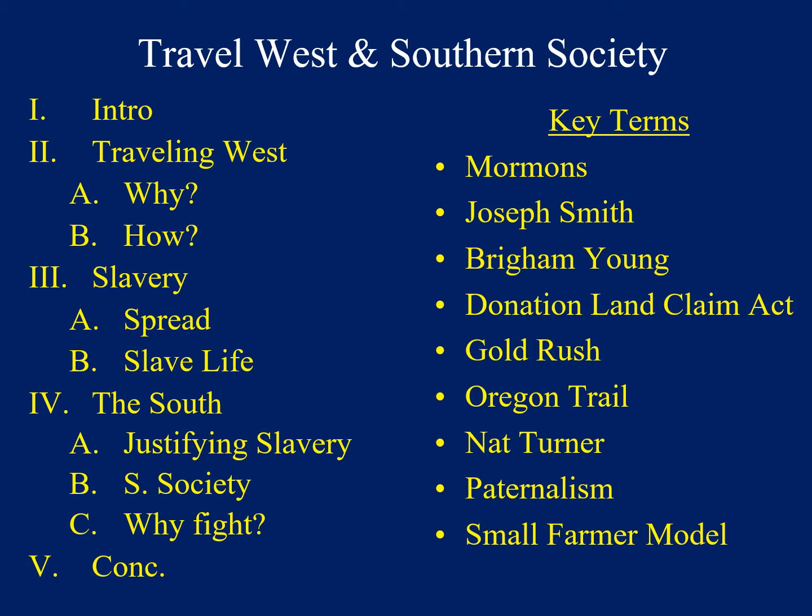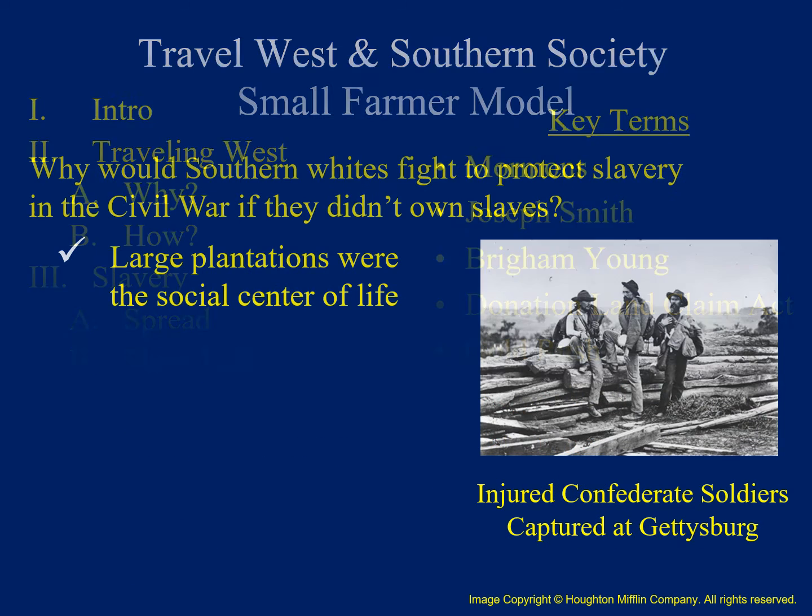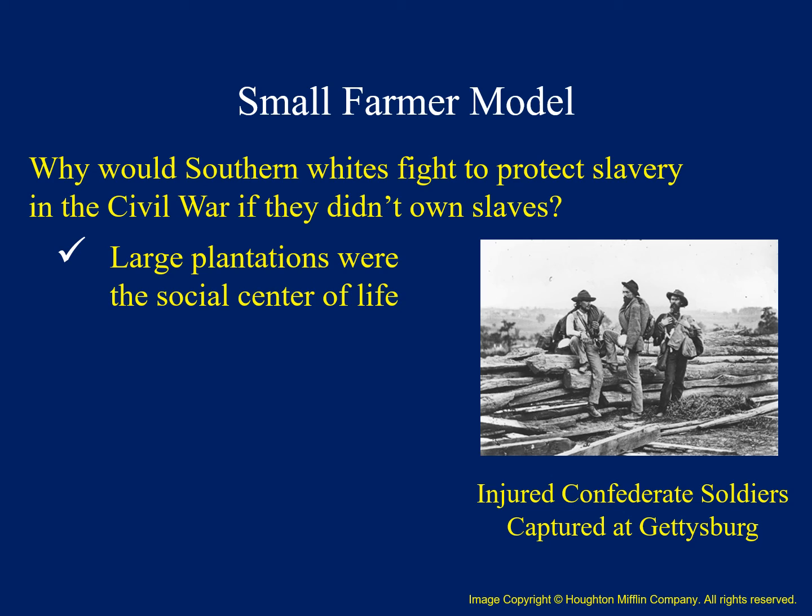Well, I'd like to explore that idea of why someone who didn't own slaves would want to fight by exploring something that I call the small farmer model. So the small farmer model attempts to answer the question why Southern whites would protect slavery, put their lives on the line, even if they didn't own slaves. Well, first of all, large plantations were the center of everyone's social life.